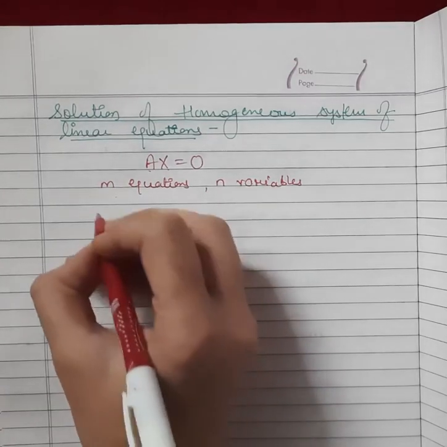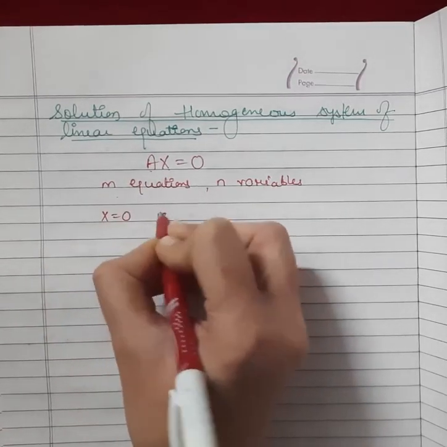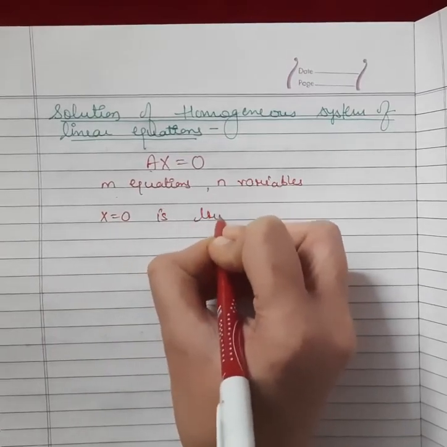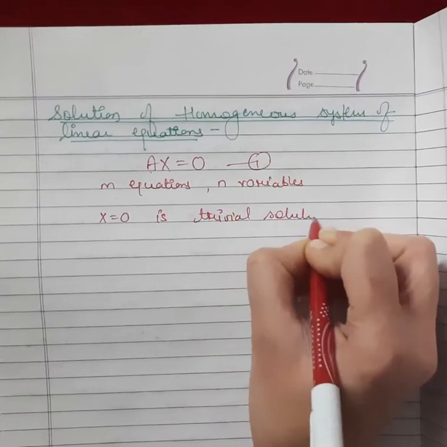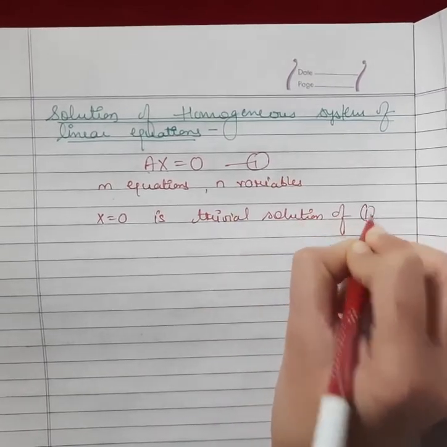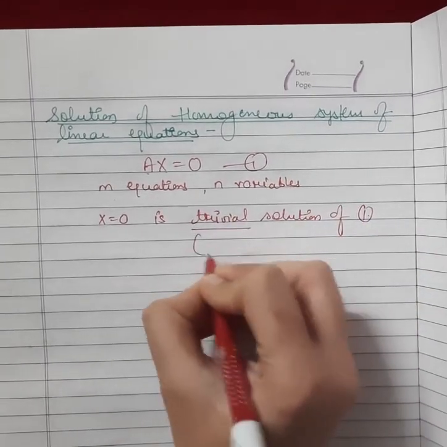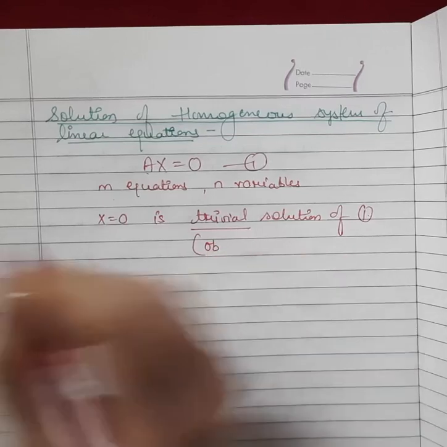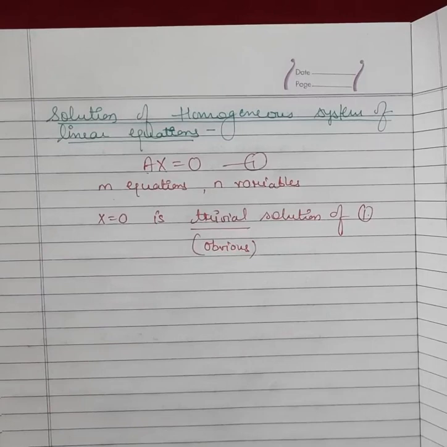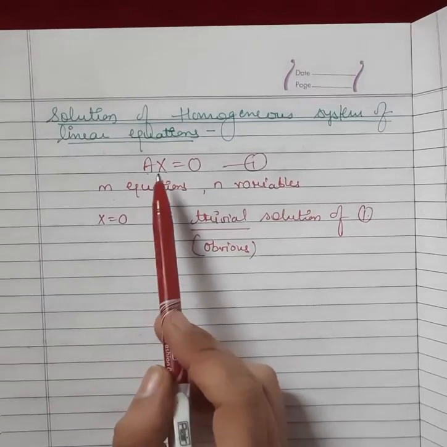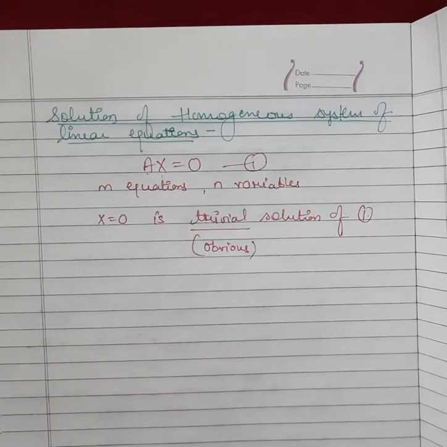Now if we see x = 0 is a trivial solution of equation 1. Trivial means, we can say, an obvious solution of equation number 1, because x = 0 is going to satisfy this equation.